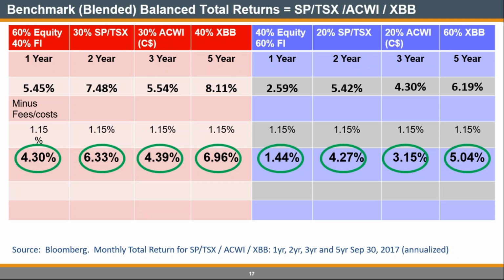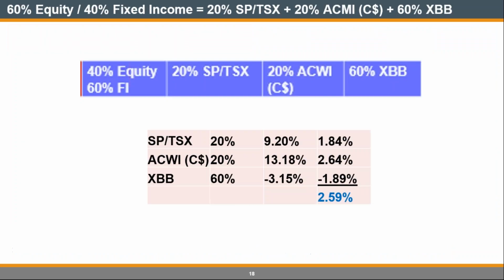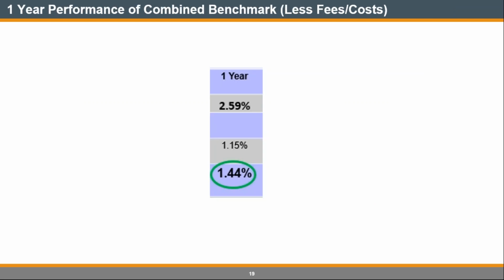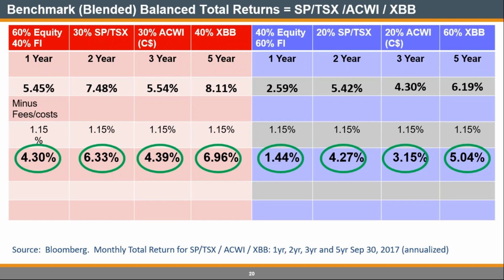Okay. So basically, what we're doing here is trying to determine what those 1, 2, 3, and 5 year benchmarks are, not just for the 60/40, but also for a portfolio that would be more oriented toward fixed income. So that's another option. And then you can see we put together that 1 year period there that the benchmark combined has returned a little over 2.5%. And then, of course, taking off the fees, it comes out to a 1.4% return. And there again, we can compare the 1, 2, 3, and 5 year periods.